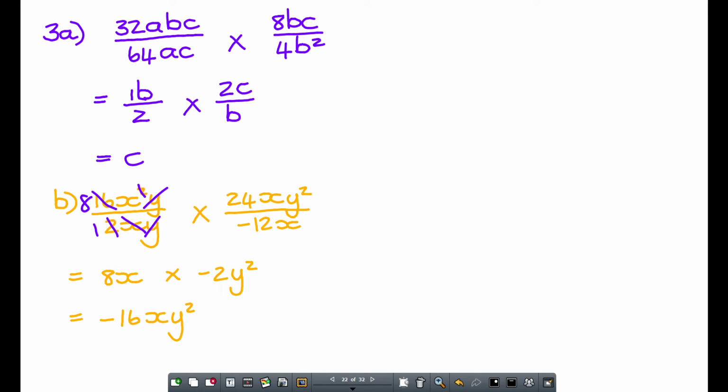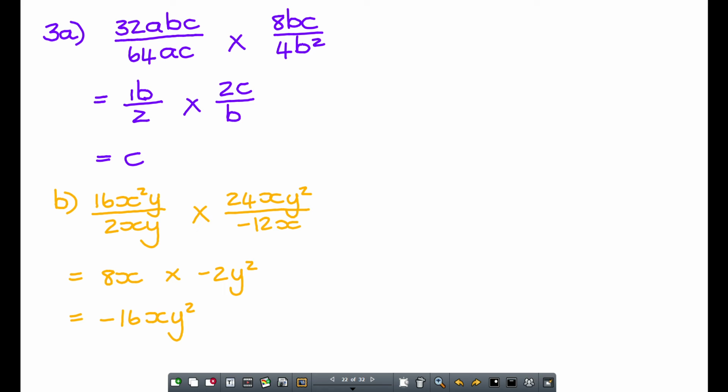Okay, then over here, 12 will go into itself once, and 12 will go in twice. X cancels out with X. So you actually have left minus 2y squared over minus 1. And that is the same as minus 2y squared. Do you guys agree? Okay, so when I get up until there, just take all of these away.